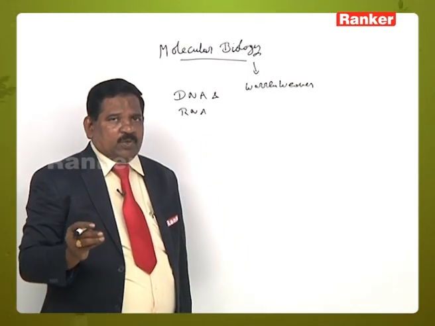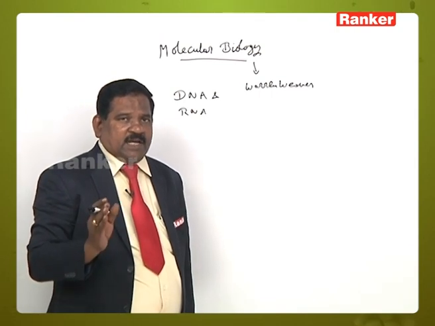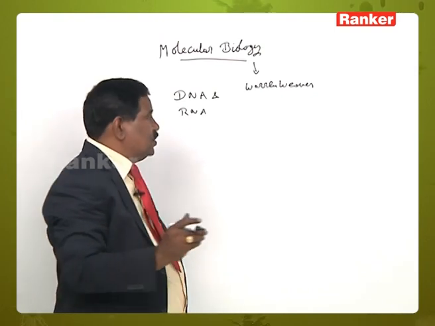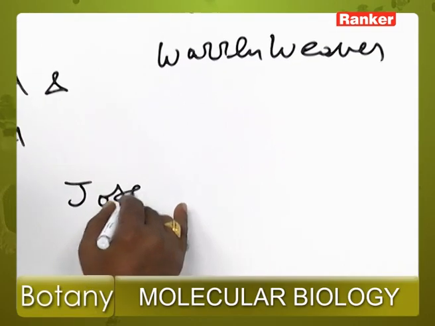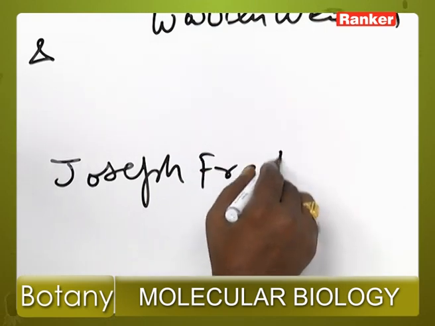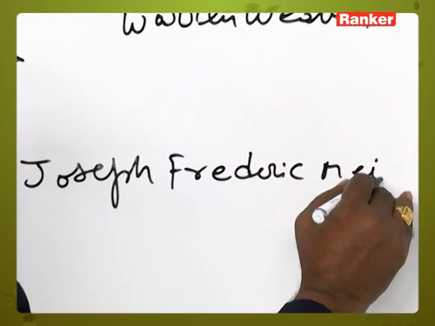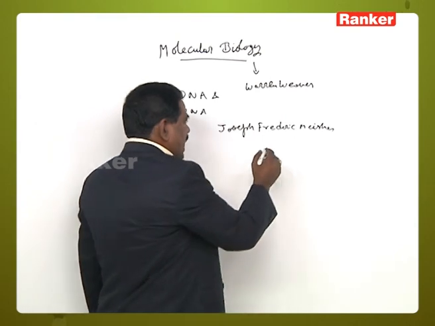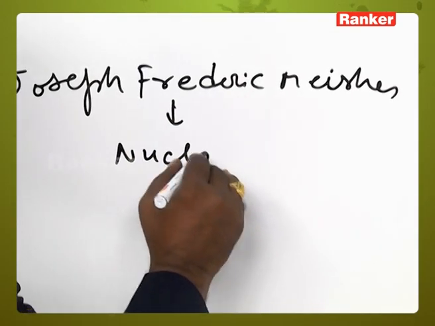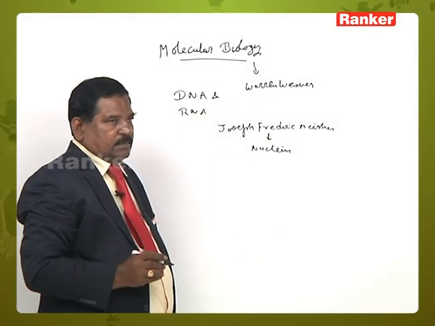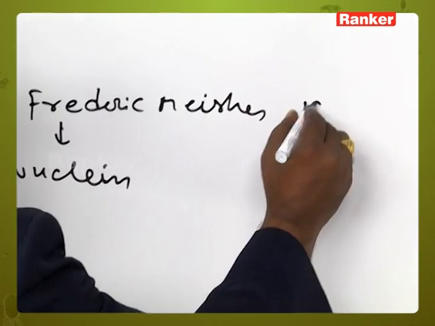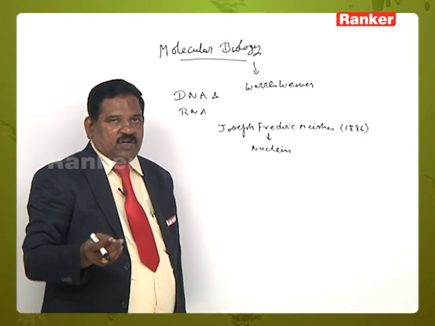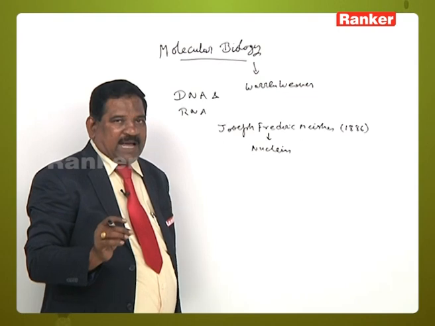Mainly we are discussing the nucleic acids here. Nucleic acids are of two types, DNA and RNA. These nucleic acids were first discovered by Joseph Frederick Miescher, and he named them nuclein. He discovered this in 1886.